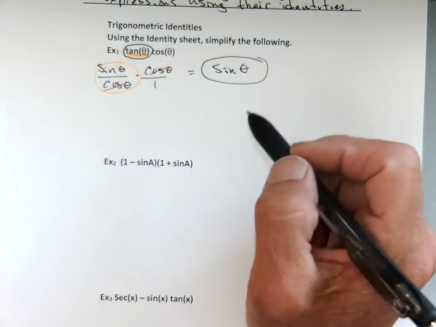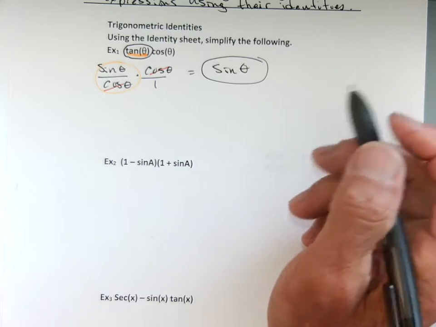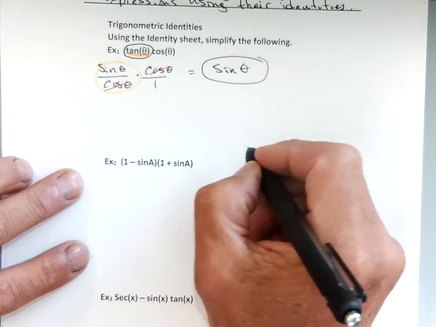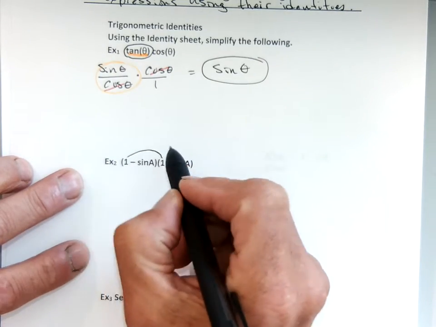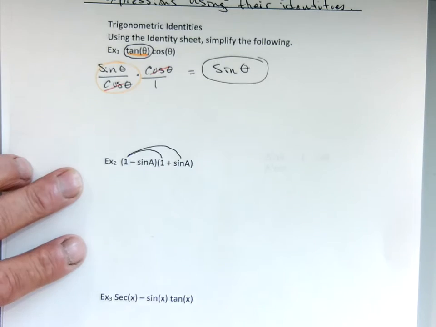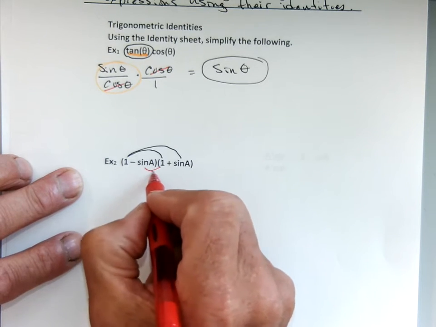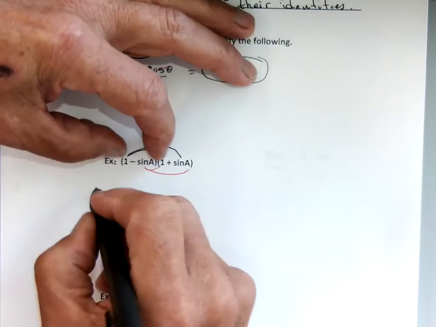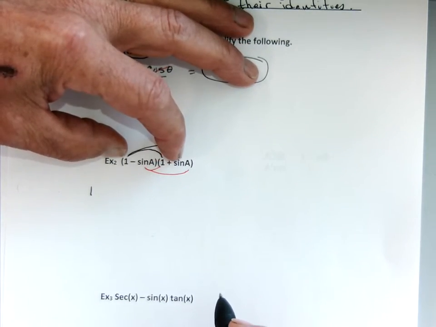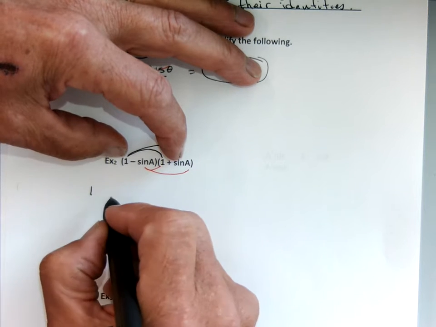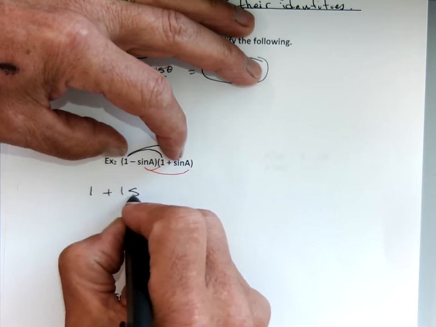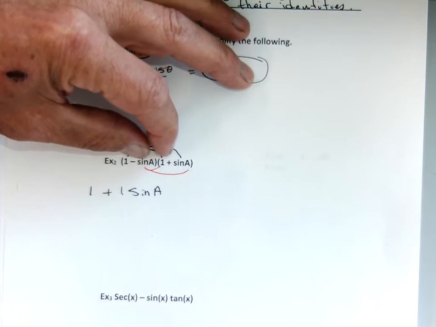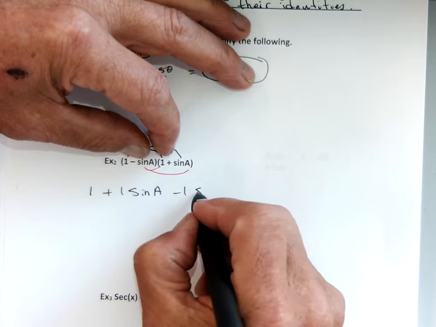Okay, example 2. Same kind of thing. All right, it needs to be simplified. It might have a much easier answer. So I think I'm just going to FOIL. So I'll multiply first. I'll go this times this times this, right? And then we'll go this times this times this, okay? So I'll just FOIL it. So I'll go 1 times 1 is 1. 1 times a sine of A is just going to be a positive 1 sine of A. And a negative sine of A times 1 is a negative 1 sine of A.